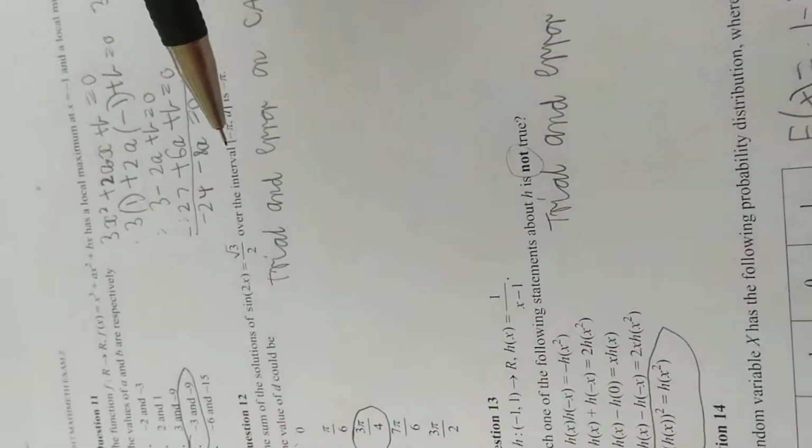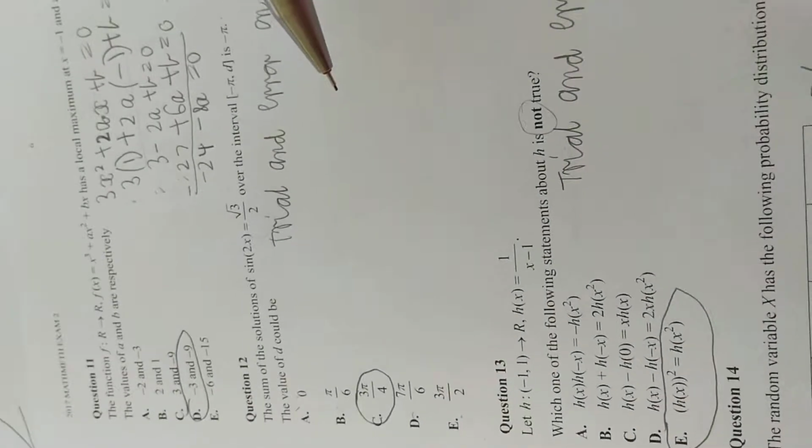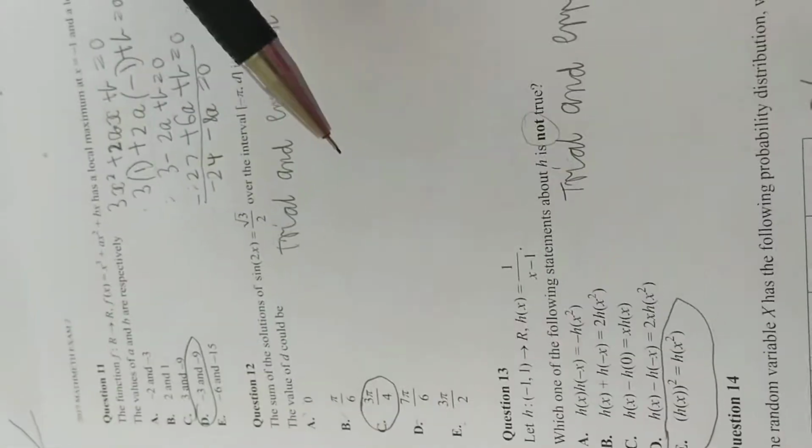So in this case we got lucky because it's C. Simply solve this on your CAS with d as 3 pi on 4, and then add the solutions, then you should get negative pi. If C wasn't the case, we'd try the others, but in this case it's C, so we're lucky.